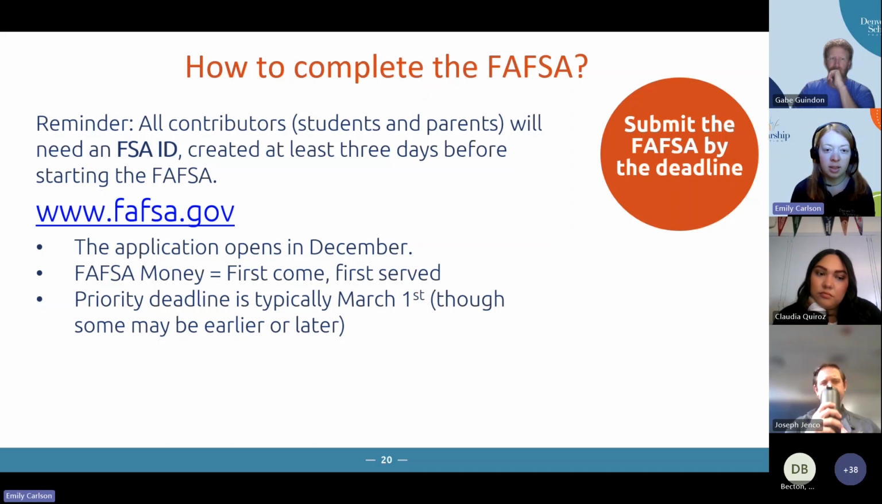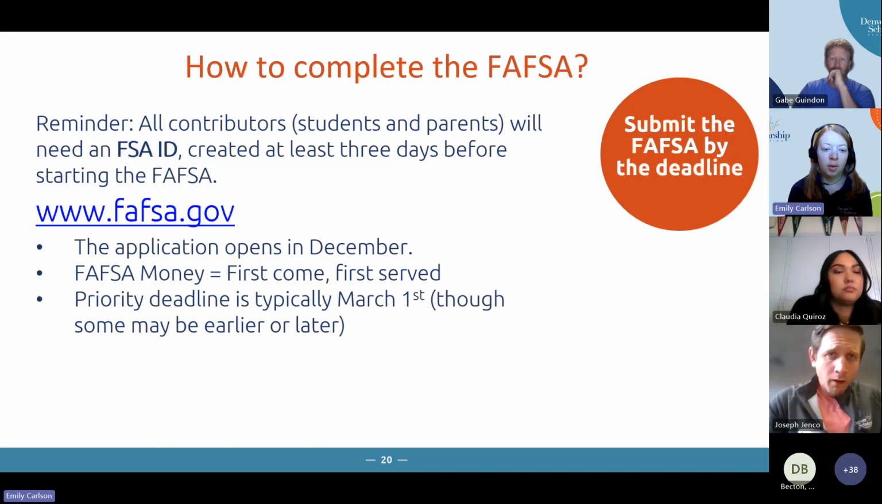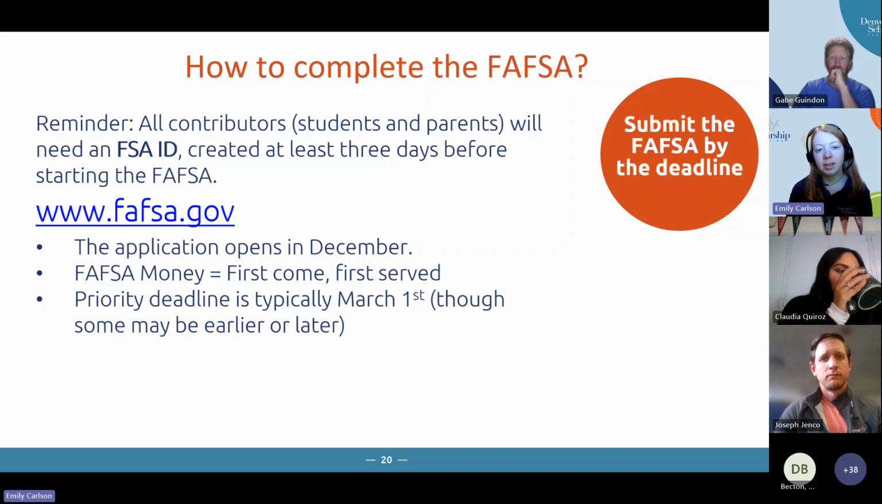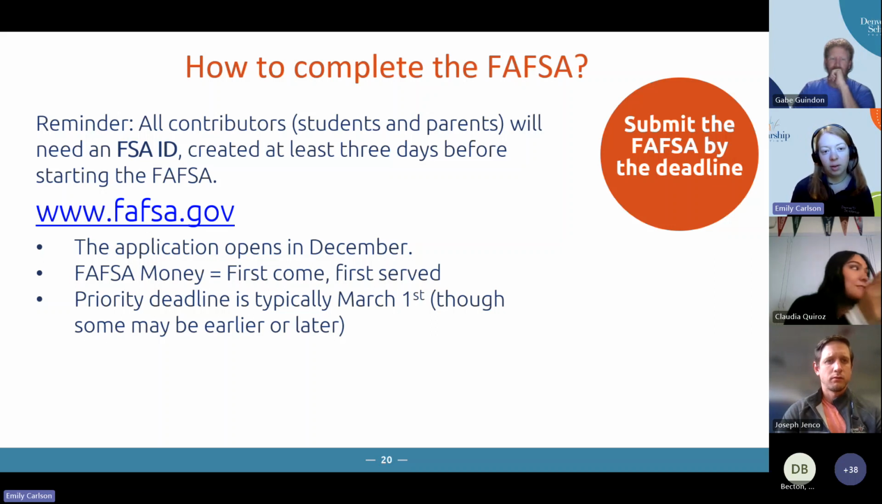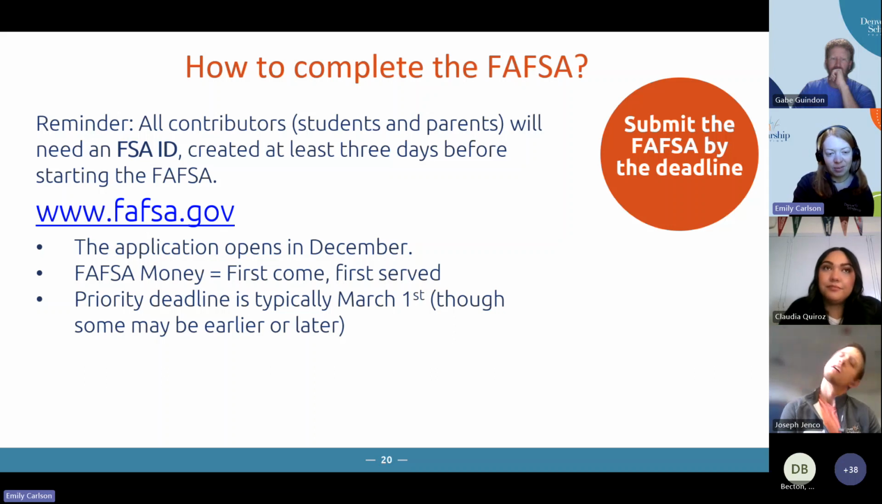We do encourage students to apply sooner rather than later because oftentimes the FAFSA money is first come, first serve, especially before the priority deadlines. And as of right now, many schools have not pushed back their priority deadlines despite the later rollout of the FAFSA. So it will definitely be a bit more challenging to get students to complete the financial aid applications before March 1st or whatever deadline the schools have, which is usually right around then.